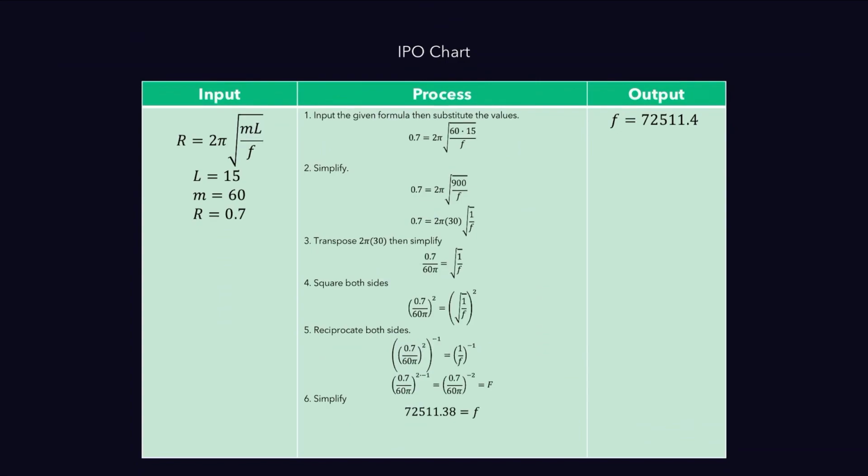Then, we are to simplify the equation by multiplying 60 and 15, which is 900, then getting the square root of 900, which is 30. Next, we are to simplify 2 pi times 30, which is 60 pi. Then, we are to divide both sides by 60 pi in order to transpose 60 pi onto the other side. Then, we are to square both sides in order to get rid of the square root. Afterwards, we are to reciprocate both sides by raising both sides to -1. Then, we simplify, thus getting the answer that the force is equal to 72,511.4.